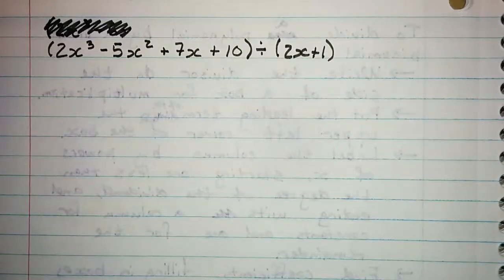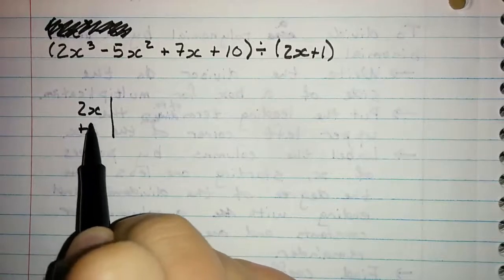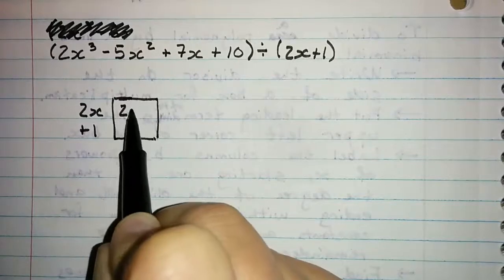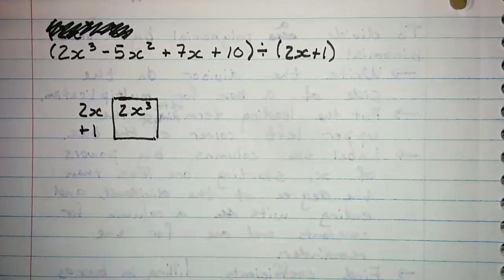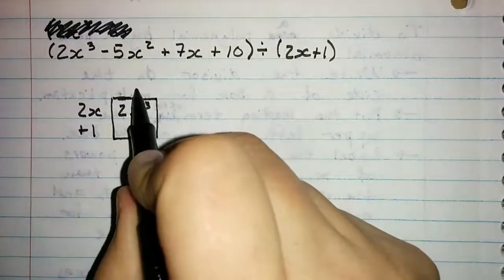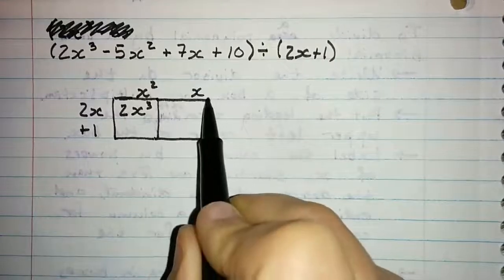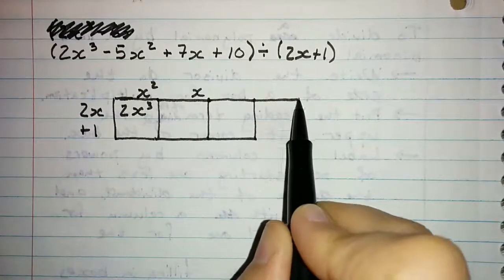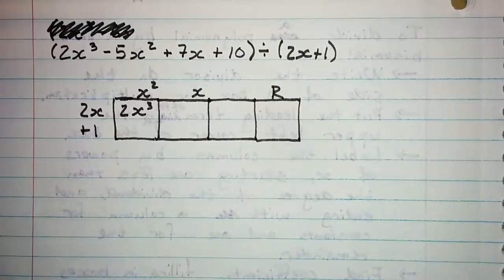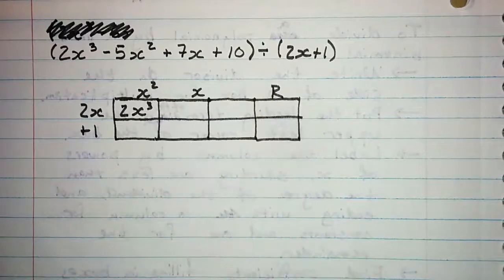Alright, so how shall we set this up? We'll have our 2x plus 1 down the side. We'll have our 2x cubed in the upper left, which means in our quotient we'll have an x squared term, an x term, a constant term, and possibly a remainder. If you were stuck on getting this set up, pause the video and try to finish the problem now.